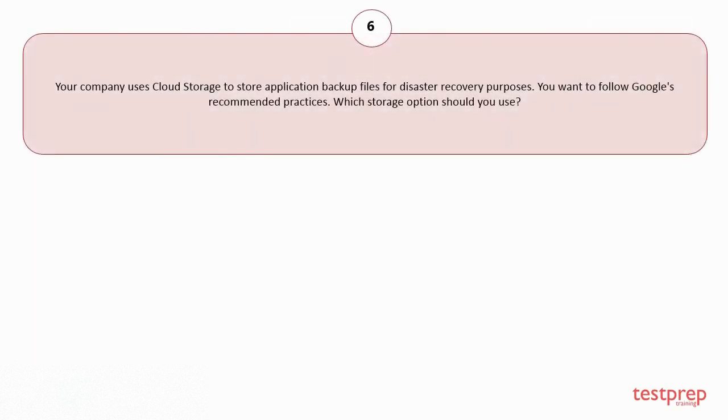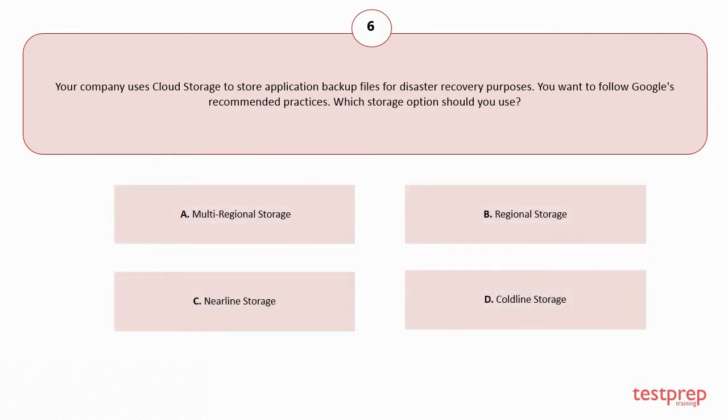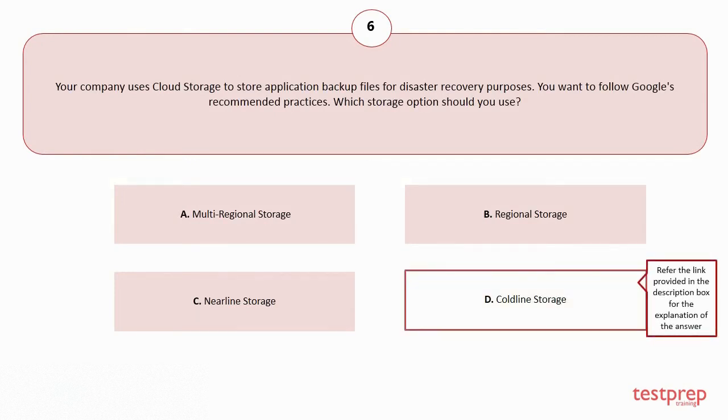Question number 6. Your company uses cloud storage to store application backup files for disaster recovery purposes. You want to follow Google's recommended practices. Which storage option should you use? Your options are: A. Multi-regional storage. B. Regional storage. C. Nearline storage. D. Coldline storage. The correct answer is option D.